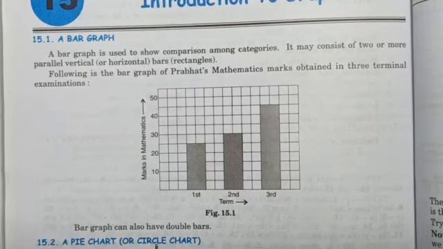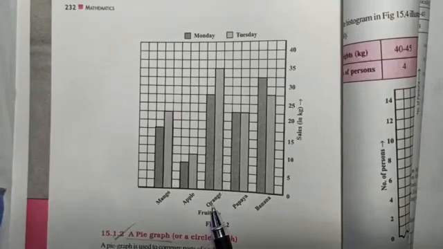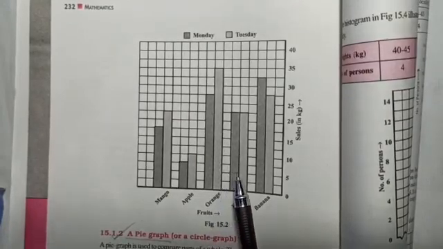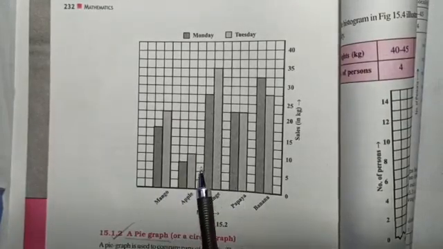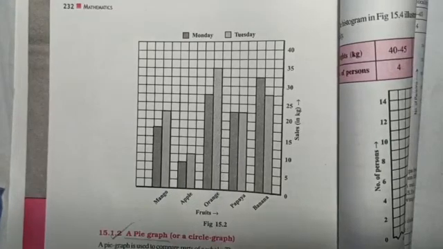Bar graph can also have double bars. Here this bar graph shows a double bar graph. Here is 2, here is 2, here is 2. So this is an example of double bar graph.